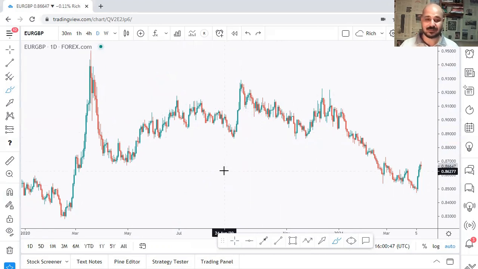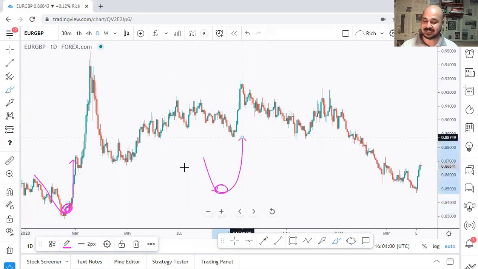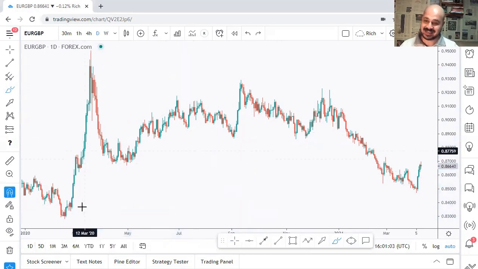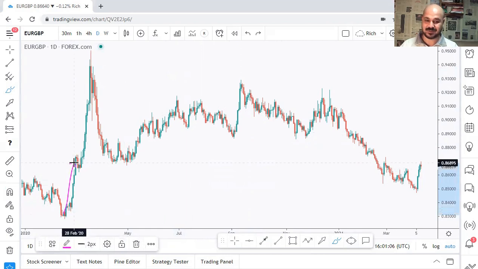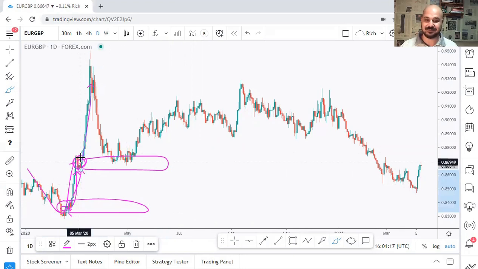Now, we've got two types of demand and two types of supply. The first one of a demand zone is a drop, base, and then rally, right? So drop, base, rally. So that's a demand. And the next one is a rally, base, rally. So rally, which means upward movement, a base, and then rally. Okay, so that's also a demand zone. So we've got drop, base, rally, that's a demand, and rally, base, rally.